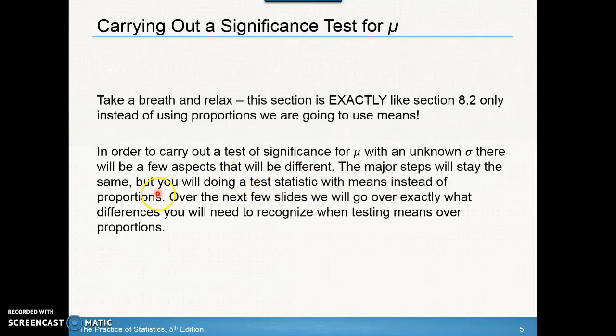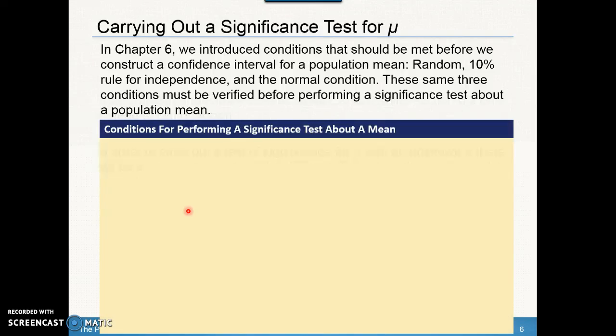The major steps will stay the same, so it's still a 7-step process, but we're doing a test statistic with means instead of proportions, and that's why I said we're going to be using the t-distribution instead of the z-distribution. And then just remember, with means, your normal condition is a little bit different, so you don't want to mix those two up.